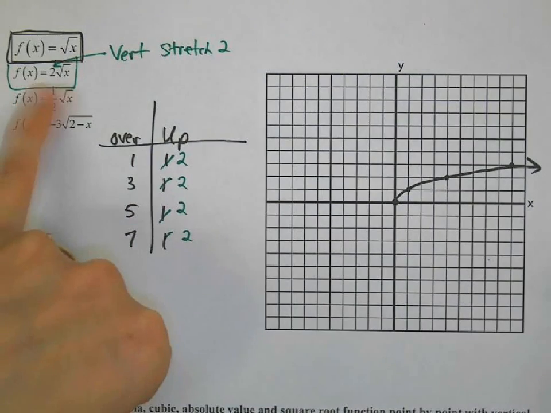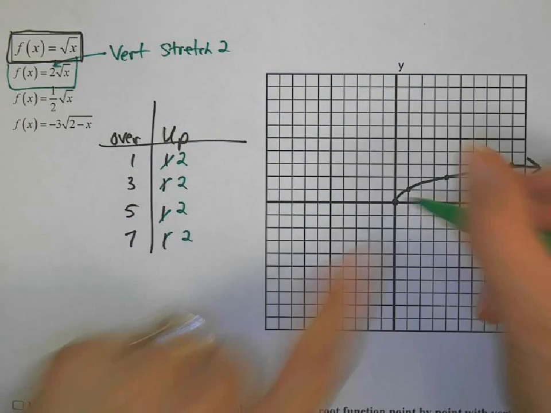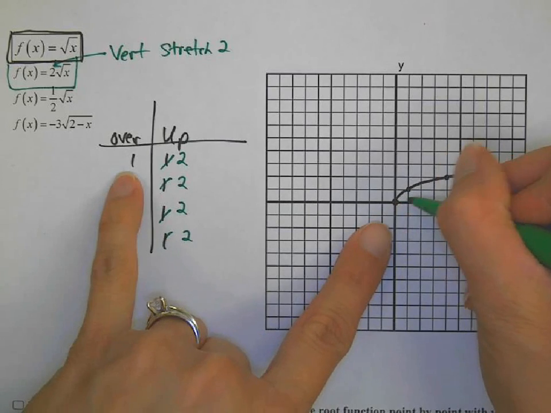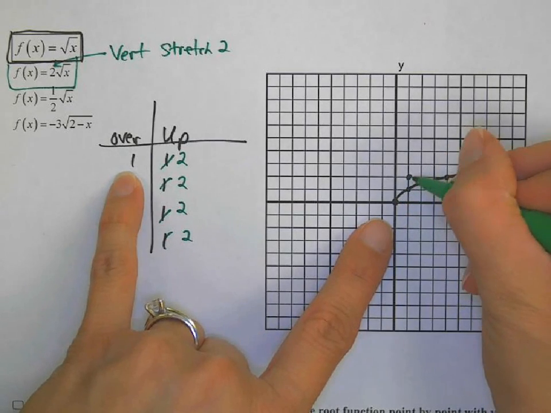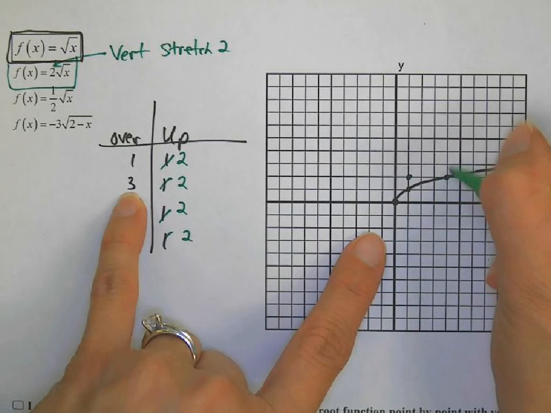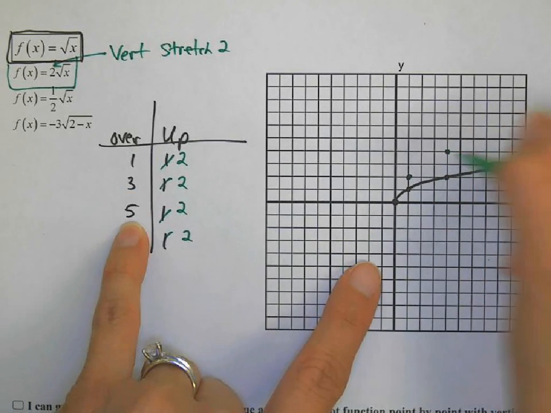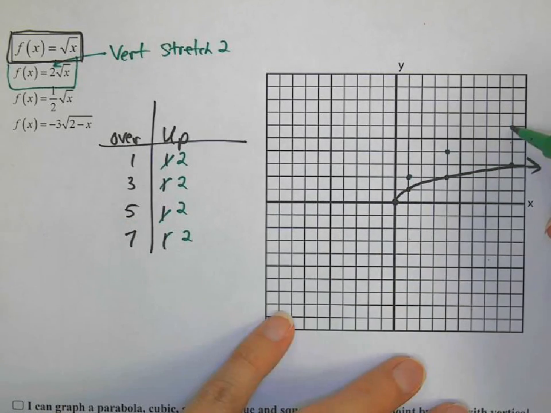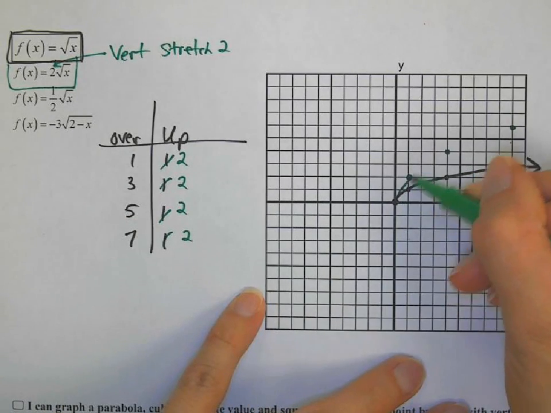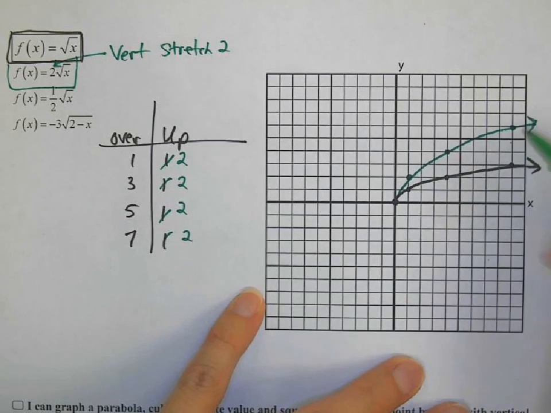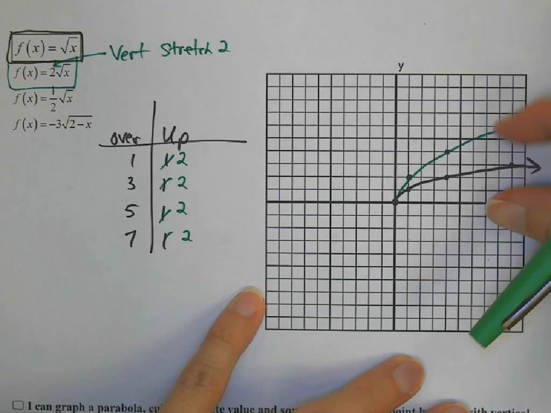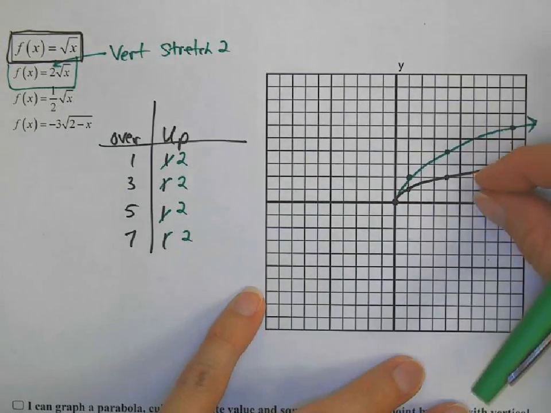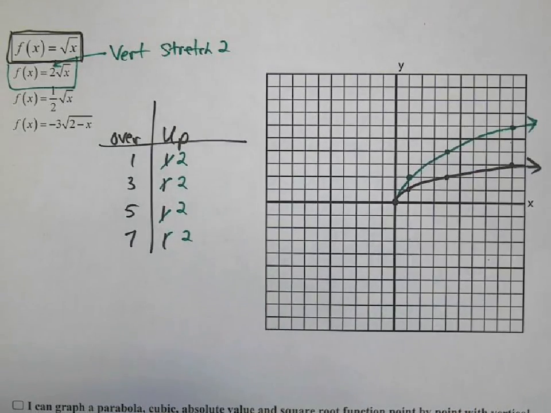Okay, let's get started. There's no other shifting or reflecting, so we'll start at the origin. Over 1, up 2. Then go over 3, up 2. Then go over 5 and up 2. All of the points are directly above the other ones, but they're twice as tall. This graph got vertically stretched. It should be the same graph but taller.